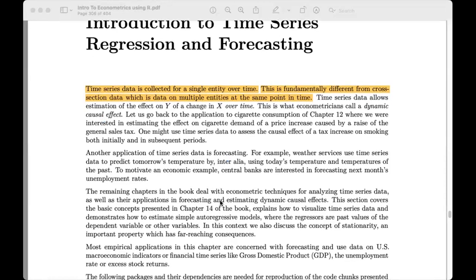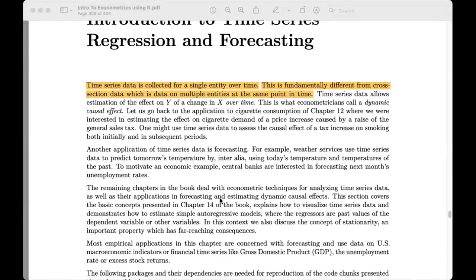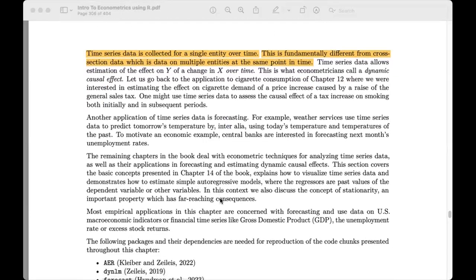So it says the remaining chapters in the book deal with econometric techniques for analyzing time series data, as well as their applications in forecasting and estimating dynamic causal effects. This section covers the basic concepts presented in chapter 14, explains how to visualize time series data, and demonstrates how to estimate simple autoregressive models where the regressors are past values of the dependent variable or other variables. In this context, we also discuss the concept of stationarity, a key concept with important properties which has far-reaching consequences.